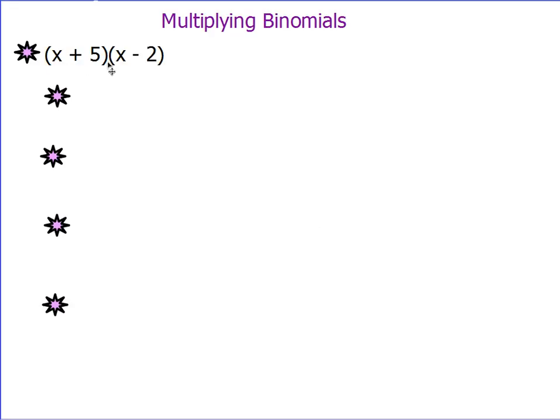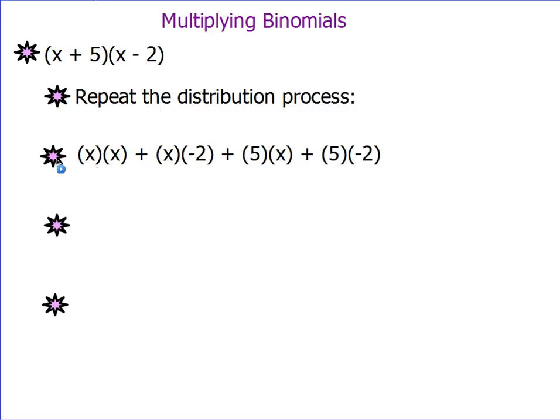If I've got x plus 5 times x minus 2, two binomials, and binomials are two-termed polynomials, I'm just going to repeat the distribution process, just like we did on the other page. So I just pretend 5 doesn't exist, and I just look at x. X times x plus x times negative 2. Pretend that x doesn't exist. Look at the 5. 5 times x plus 5 times negative 2.